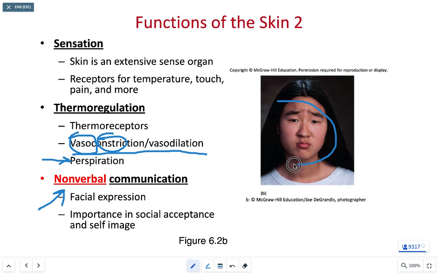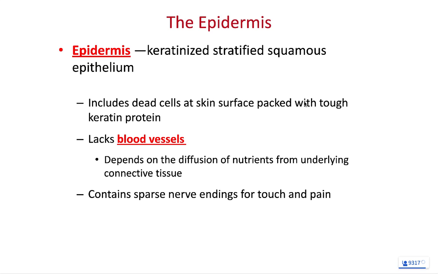You can look at someone's face, look at their skin, and have an idea of what they're feeling, what they're thinking. So that's another really important function of the skin. And it's not just facial expression, it's also the color of their skin. Are they flushed? Are they pale? Do they have kind of a greenish pigmentation to the skin? Does it look like they're going to throw up? There's also some color associated with that nonverbal communication.